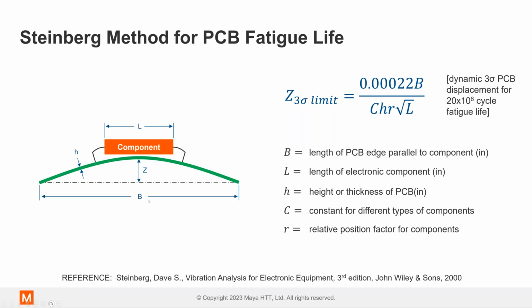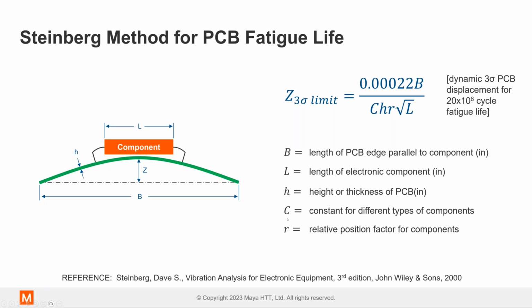And so you just have to put in components. You know the length of your board, you know the thickness of the board, you know the length of your component, and you use the edge parallel to the component. So with a square component, you might want to check both edges if it's a rectangle, not a square. There are different constants for different types of components. Is it a ball grid array? Is it your standard wire solder connections? There's a whole list of those. And then there's an R value for the relative position factor for the components.